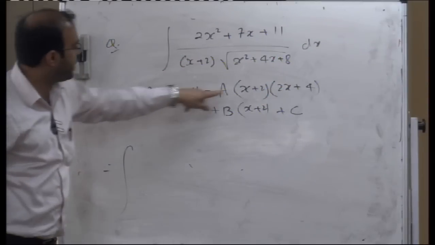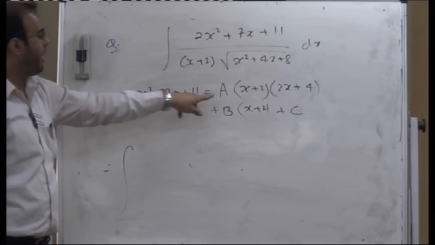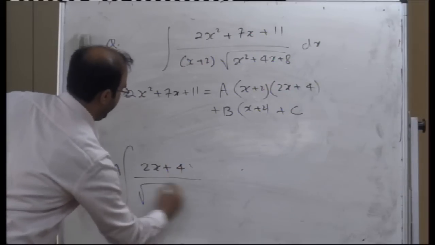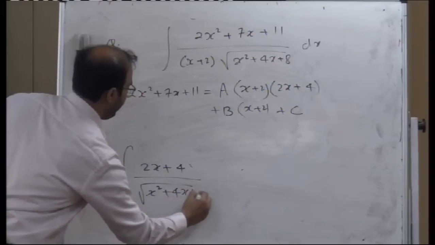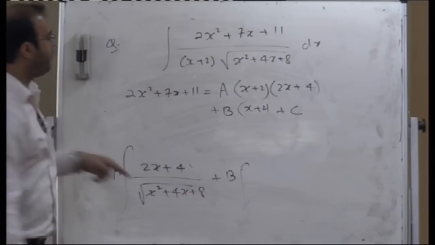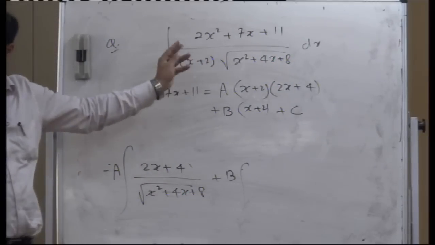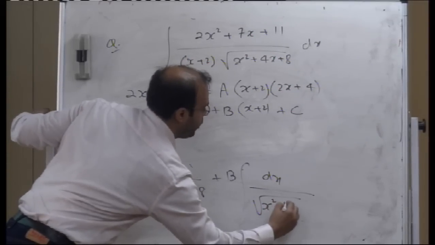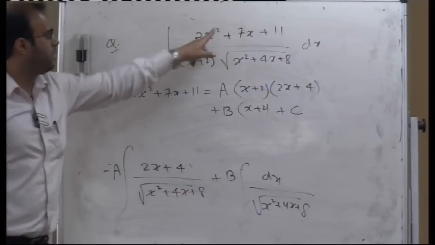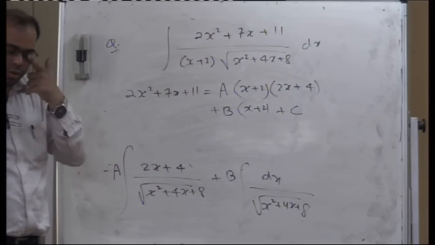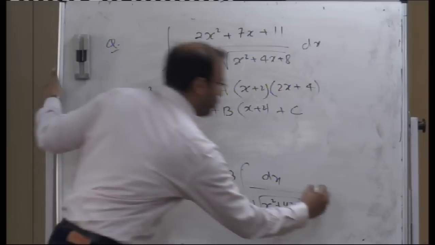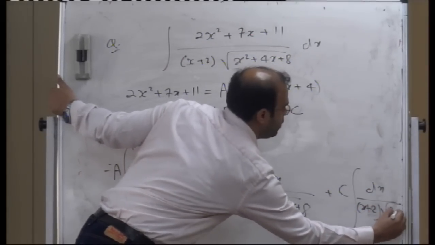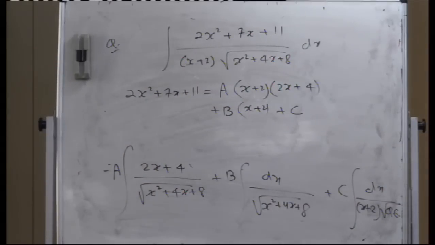If you put this as this, x plus 2 will cancel, a will come outside, this will become 2x plus 4 upon root over x square plus 4x plus 8, plus b integral of x plus 2. When you put these, the two will cancel, this is again the previous form, and this would become dx by root over x square plus 4x plus 8, and then plus constant by this, where x plus 2 equal to 1 by t. So plus constant dx upon linear x plus 2 into that quadratic expression there, and then it is solvable.